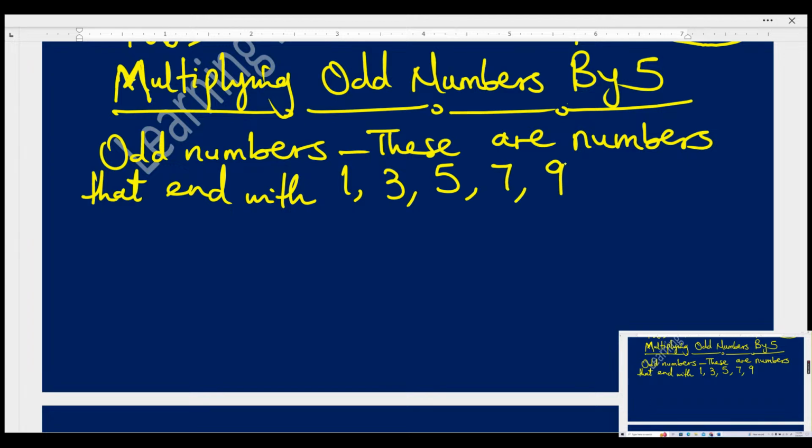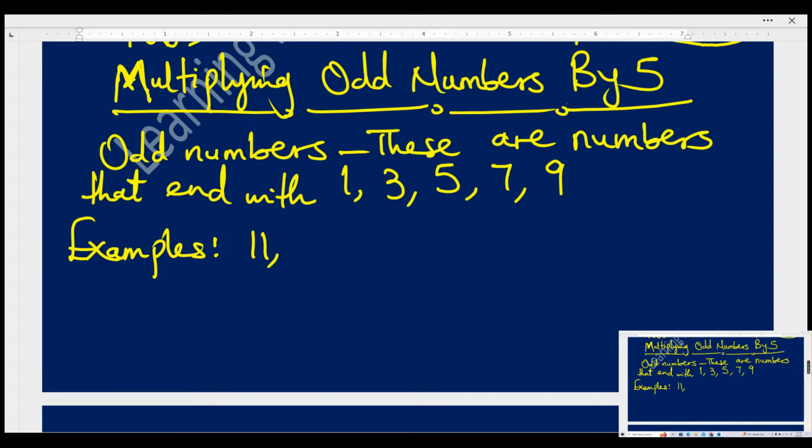Now, odd numbers are numbers that end with either 1, 3, 5, 7, or 9. So these are examples of odd numbers, and odd numbers are based on the fact that those numbers end with either of these numbers. You need to be able to identify odd numbers before you can multiply odd numbers by 5.